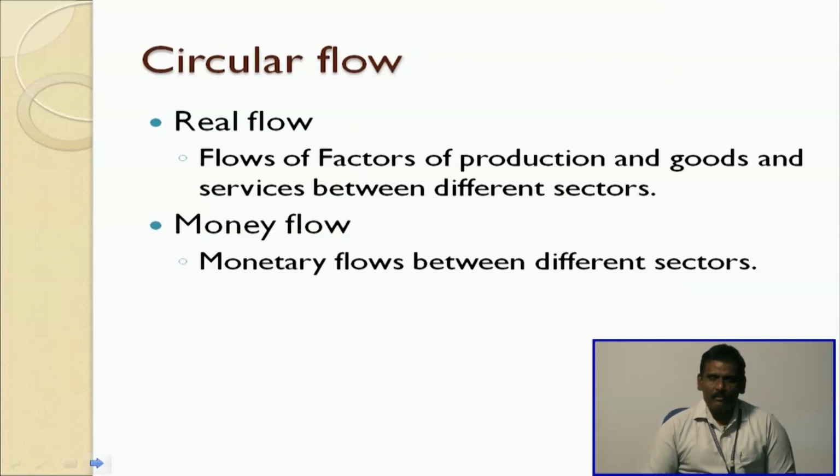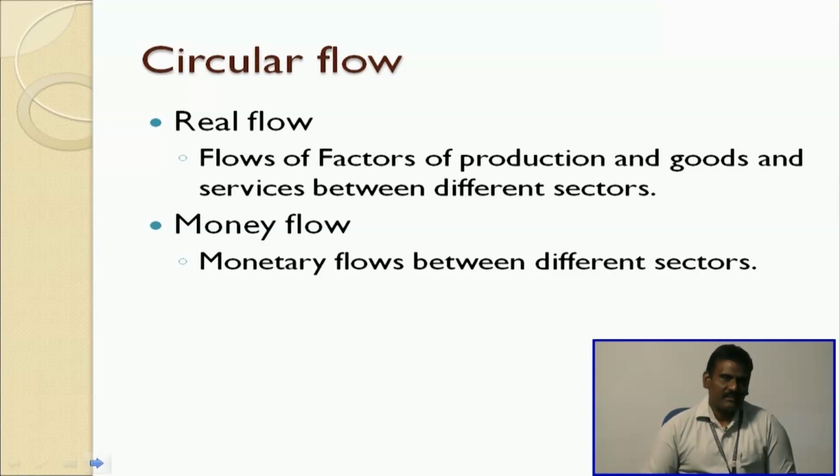What is real flow? It is a flow of factors of production. What are the factors of production? Land, labor, capital and entrepreneurial ability. So, we call them the factors of production, as well as the flow of goods and services from the different sectors. So, what are the different sectors? We normally divide the economy into various sectors: 2 sector economy, 3 sector economy and 4 sector economy.